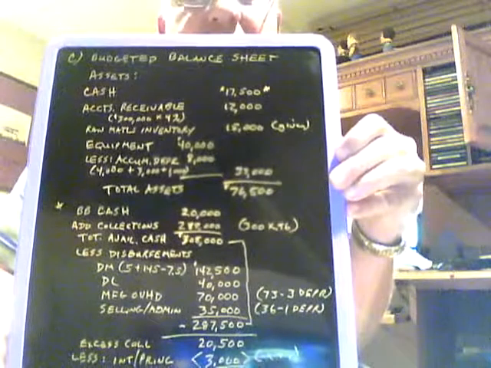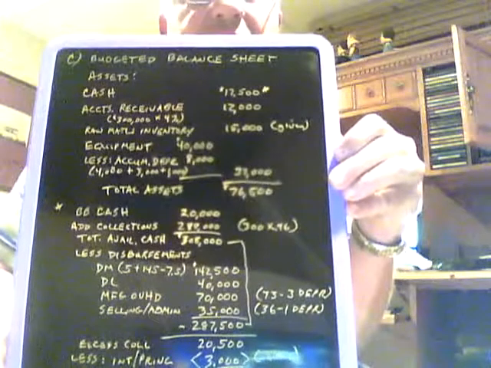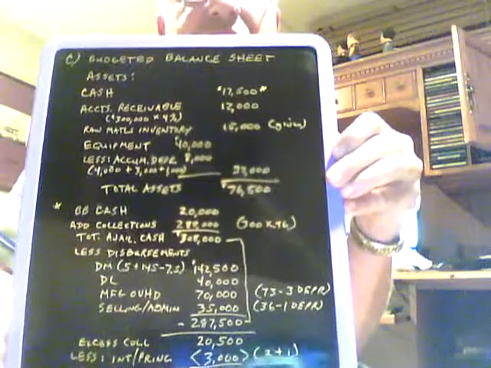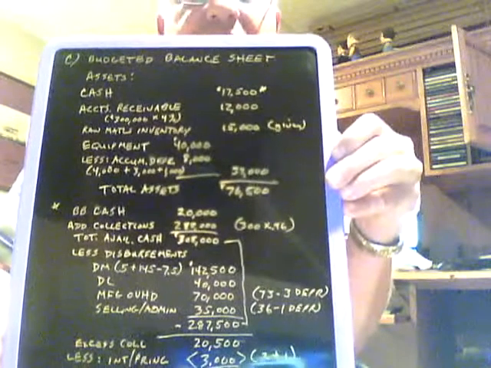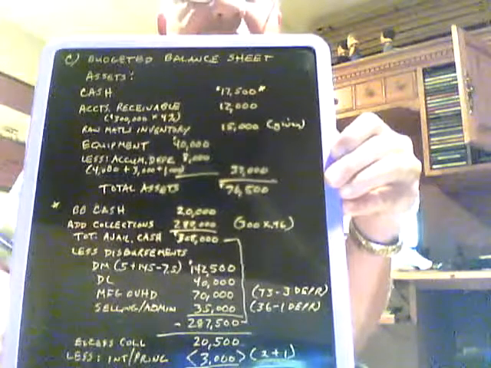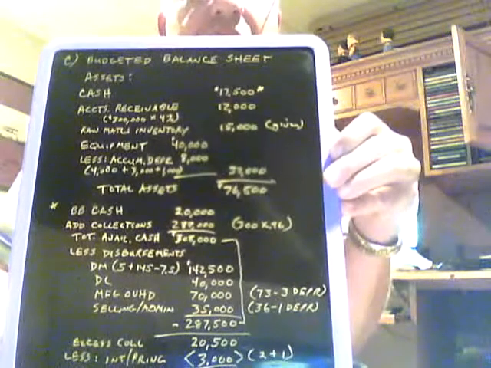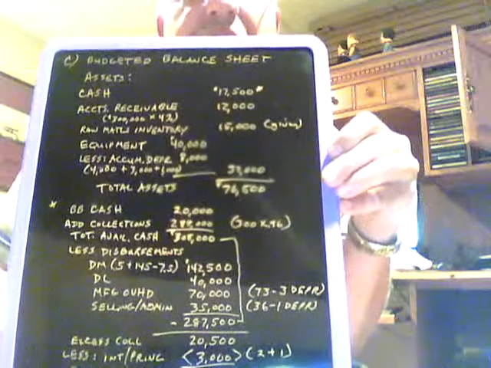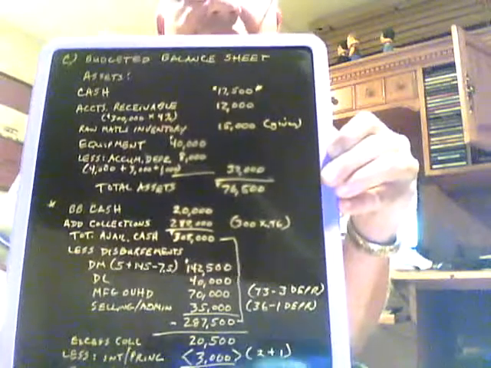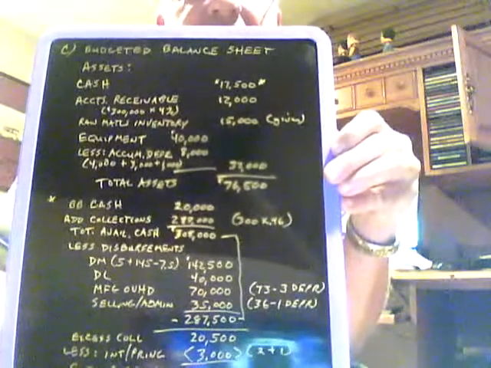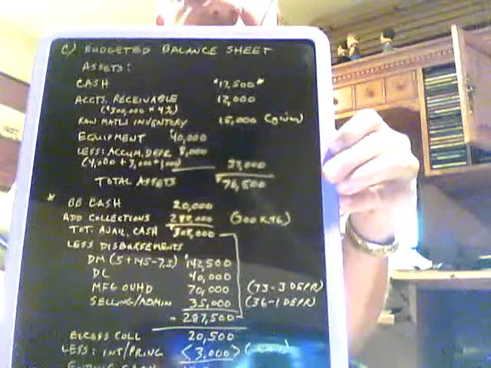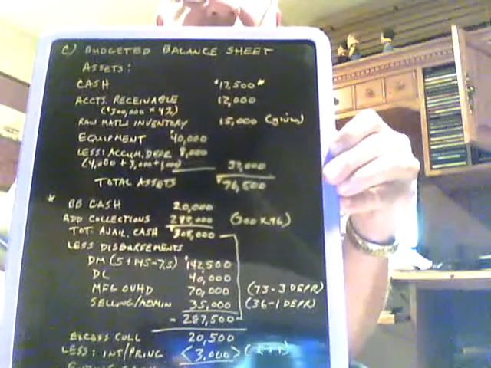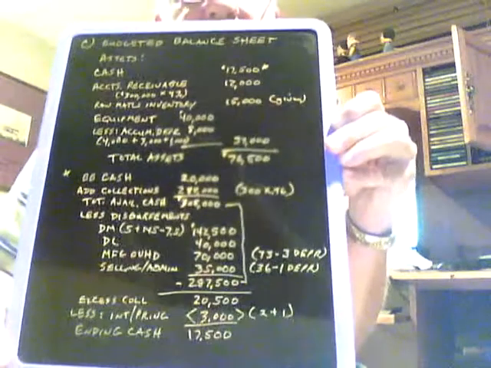We know from the information given that there was a total of 4,000 additional depreciation charged during the year, 3,000 of it in overhead and 1,000 in selling and admin. So we have to subtract 8,000 now of accumulated depreciation to get 32,000 net fixed assets, which we add to the above items, cash, accounts receivable, and materials inventory to get $76,500. That's our total assets.